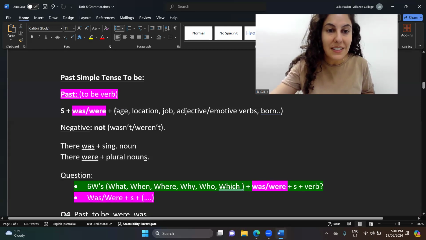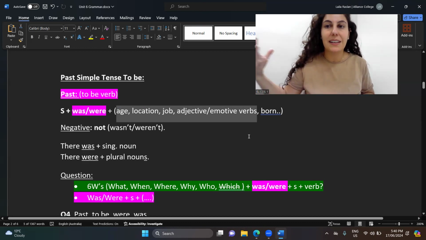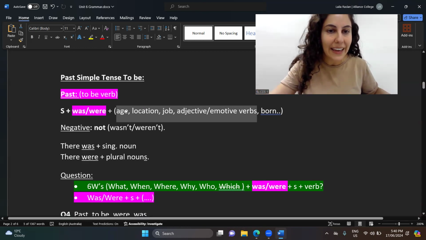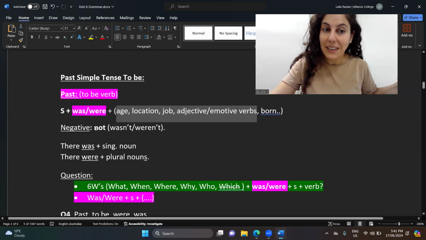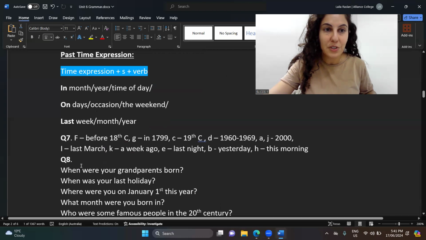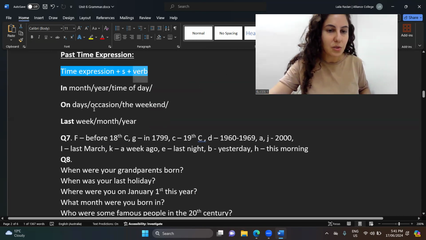Again, we use it to talk about this information. This is before talking about, you know, verbs like to speak, to listen, to dance, to play, you know, like an action word. These are just your age, your location, your job, how you're feeling. We use this verb for that reason. We can make a negative and we can ask questions. Okay, and just another grammar before we do some exercises. We can also put like the time expression before we have a subject and a verb. I'll talk about that in a moment.